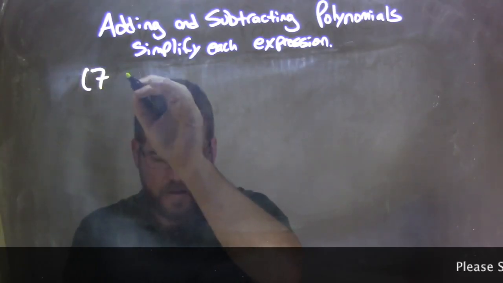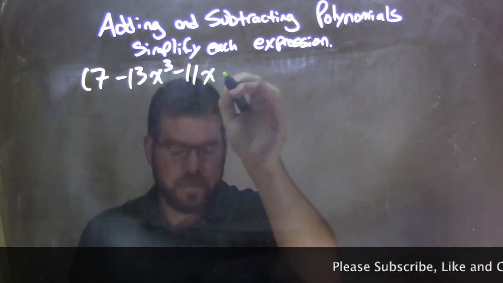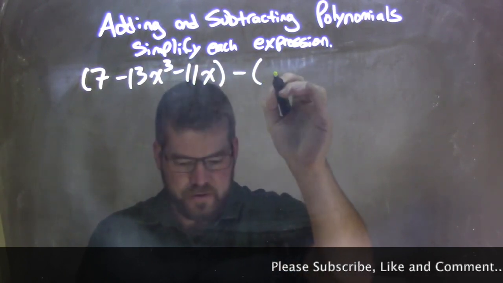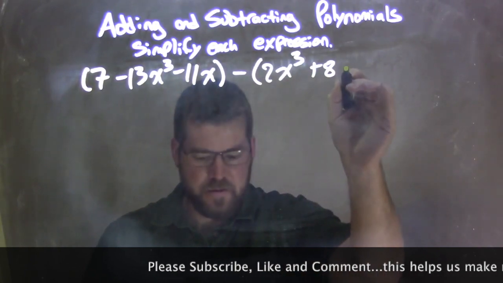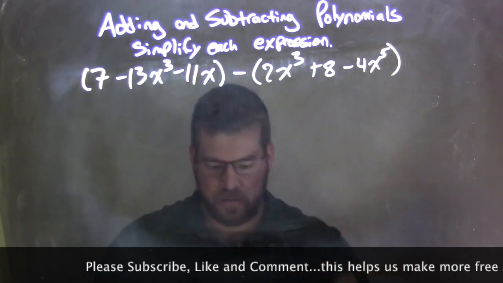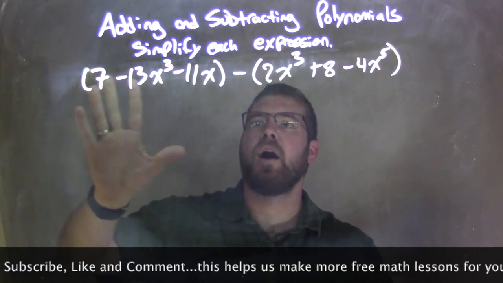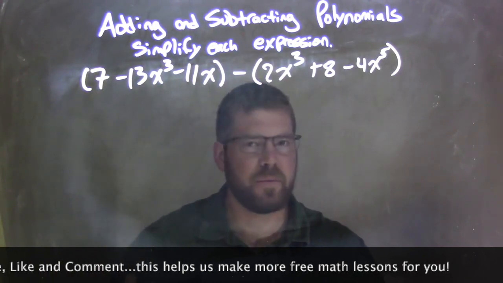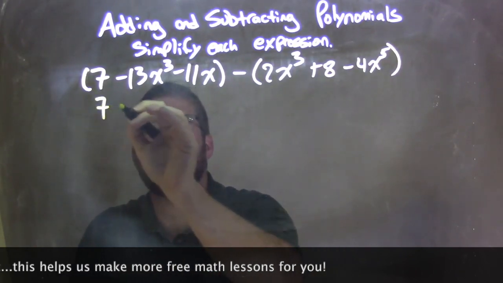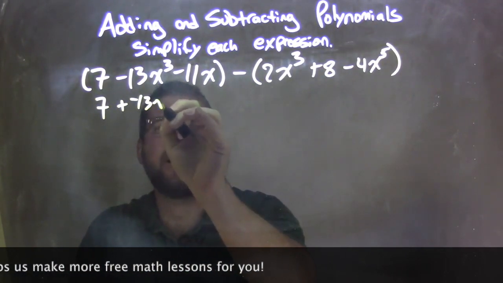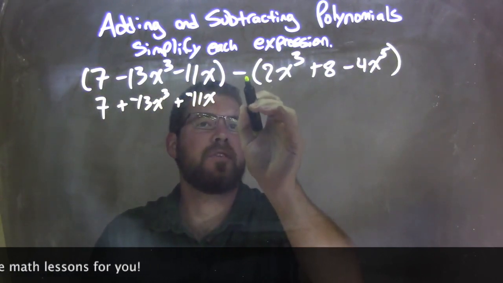Parentheses, 7 minus 13x to the third minus 11x, close parentheses, minus new parentheses, 2x to the third plus 8 minus 4x to the fifth. Okay. What I like to do, I'm going to do two steps at once. I noticed that both the parentheses we can simplify within, but I'm going to make all of my subtractions be adding a negative. I prefer that. So I'll write 7 plus a negative 13x to the third plus a negative 11x.